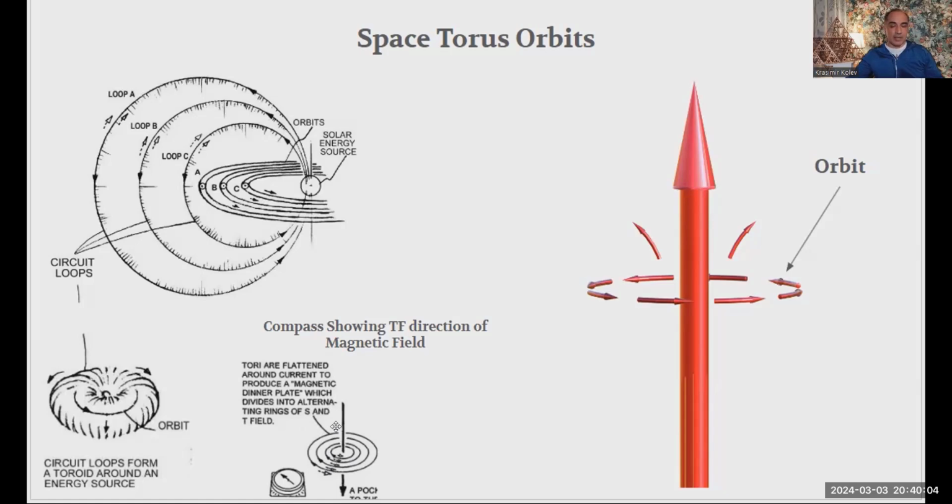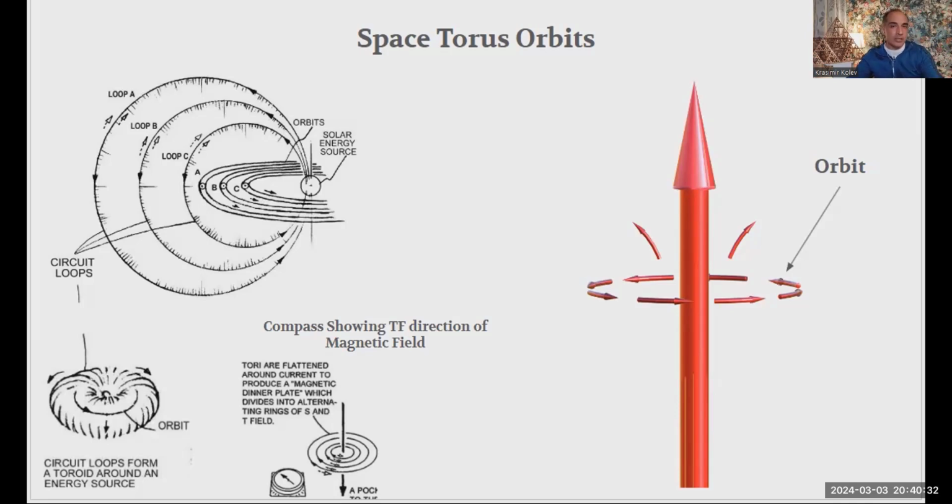Is there always only one? No, there can be many. If the current is very strong, you will have many circuits, many orbits. In each orbit, the time field will move in one direction, and always the space field will move in the other direction.